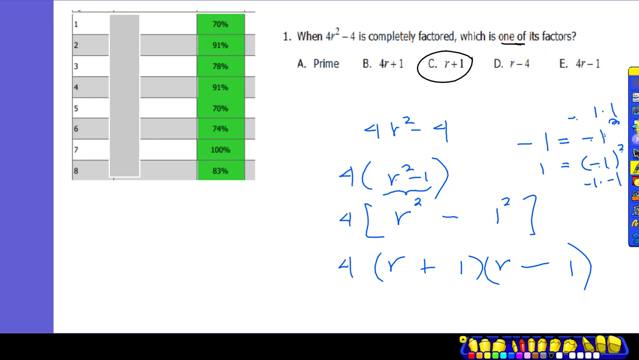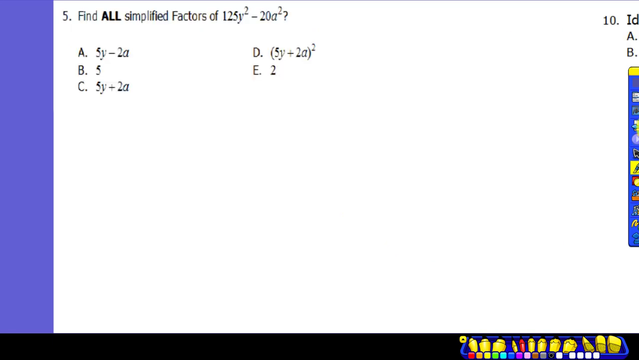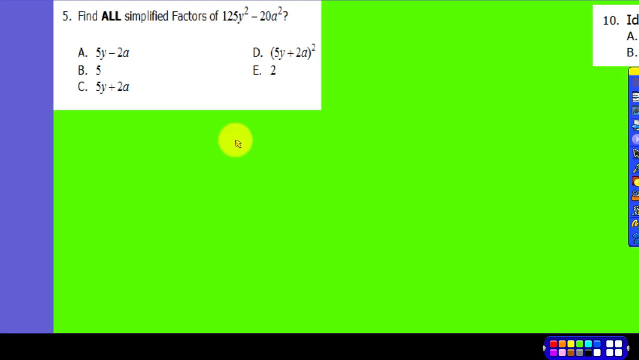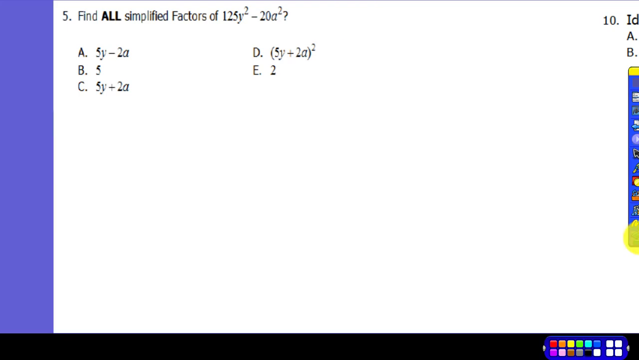Okay. Next common mistake, it's number 5. Okay. So this one, we have two terms. So most of the time, if you have two terms, it's only either GCF or DOS. Okay. Do we have any GCF here, guys? 125 and 20. 5? What about 5? Can the 5 go out? Okay, what's 125 divided by 5? 25? Alright, so let's try that one.